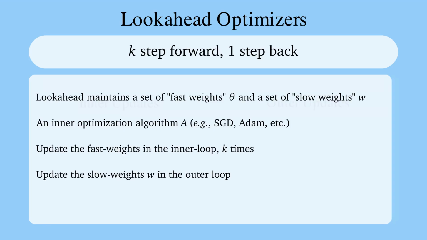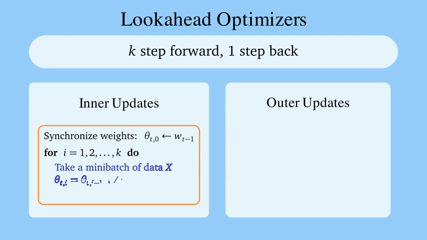Let's see how the inner update and the outer update work. Assume algorithm A is chosen for the inner updates, and also note that we use two subscripts for theta: theta sub t, i, where t is the global step and i is the iteration of the inner loop. Before starting the inner loop, we first synchronize the fast weights and the slow weights by assigning theta t, 0 to be equal to the latest state of slow weights, which is W sub t minus 1. Then, in each iteration of the inner loop, we first take a random mini batch of data and make an update on the fast weights theta using the inner optimizer A.